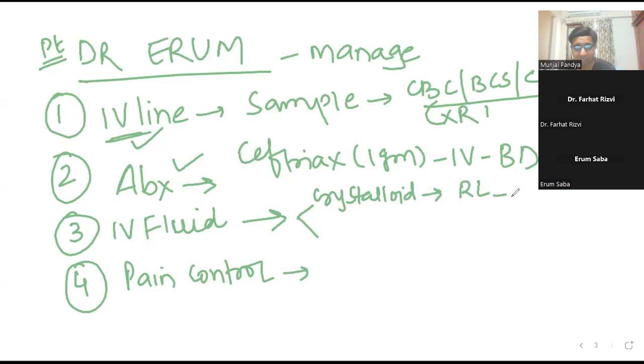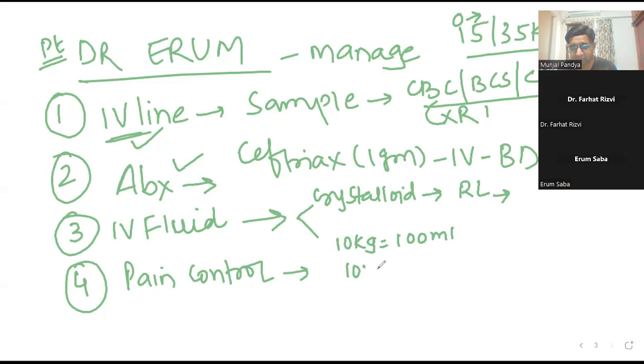He is a 15-year-old boy. Weight is 35 kg. Yes, sir. Weight is 30 kg. So, sir, I will give, for the initial 10 kg, 100 ml. Then for the next 10 kg, 50 ml. One minute, I'm writing it down. 10 kg, you give 100 ml. Then for the next 10 kg, I am giving 50 ml. And for the next 10 kg onward, I will give 20.